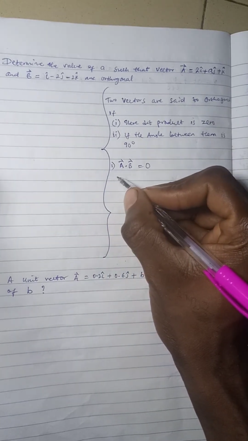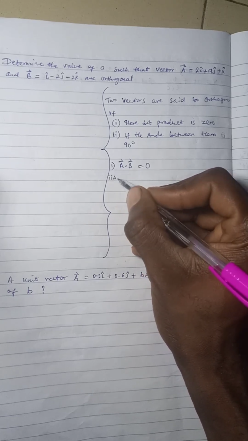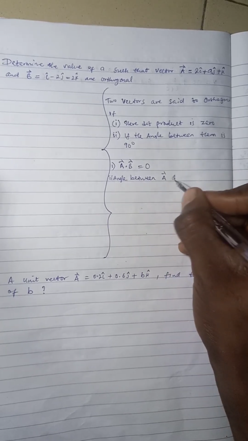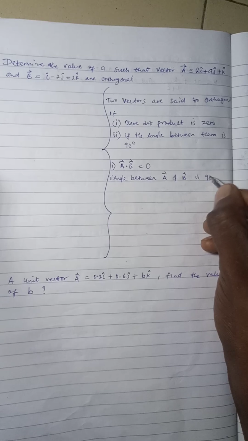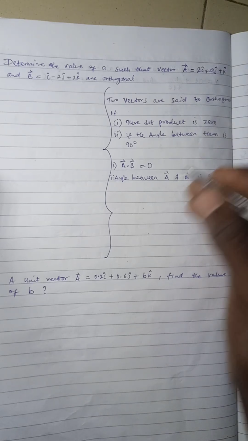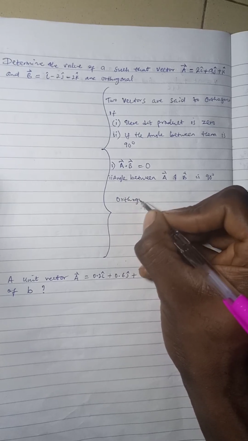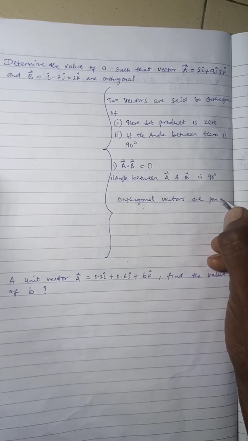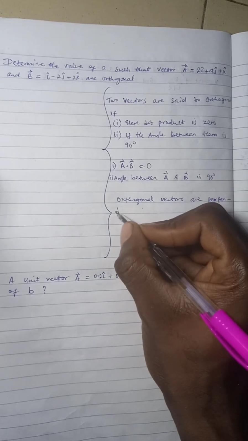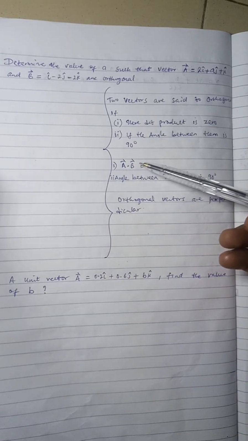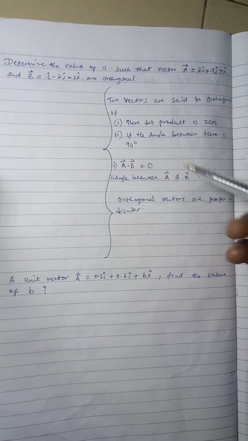Okay, and again if the angle between vector a and vector b is 90 degrees, we now say that they are orthogonal vectors. Now, if vectors are orthogonal, we can also say that they are perpendicular. So orthogonal vectors are perpendicular. So if vector A is perpendicular to vector B, it means that vector A and B are orthogonal vectors.